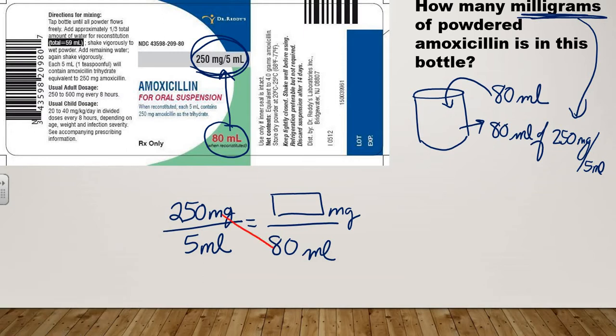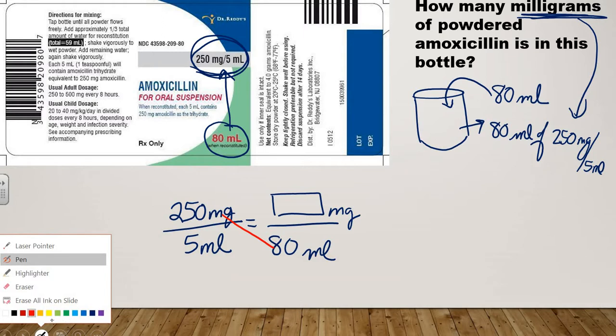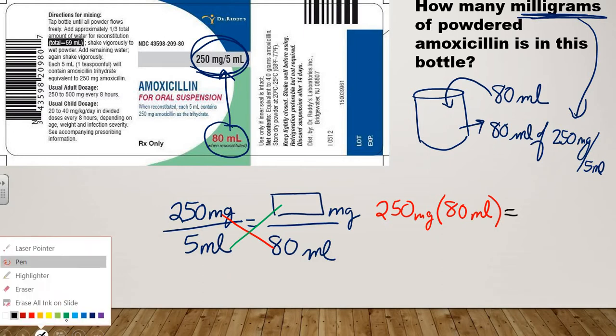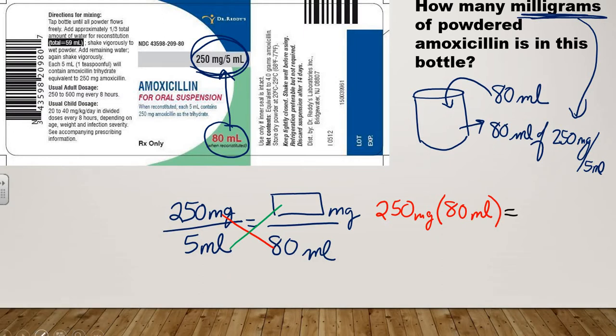We're going to cross multiply. I'm going to color code this for you. So your next line reads 250 milligrams times 80 milliliters. The parentheses and dots, the same thing. That's going to equal unknown milligrams, x, times 5 milliliters.